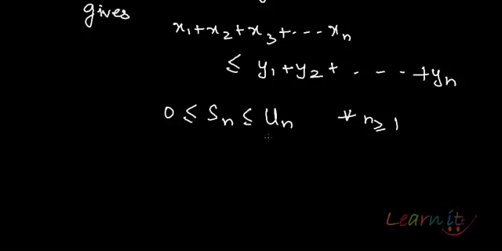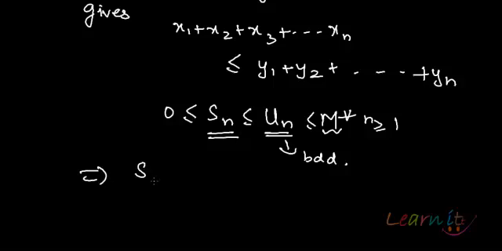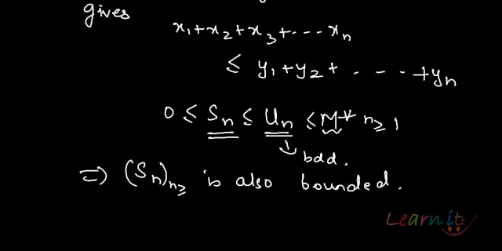Now, Un is bounded. That means that Sn will also be bounded. Okay, so you will have an upper bound for it also. 0 is the lower bound in any case. So that means that Sn is also bounded.